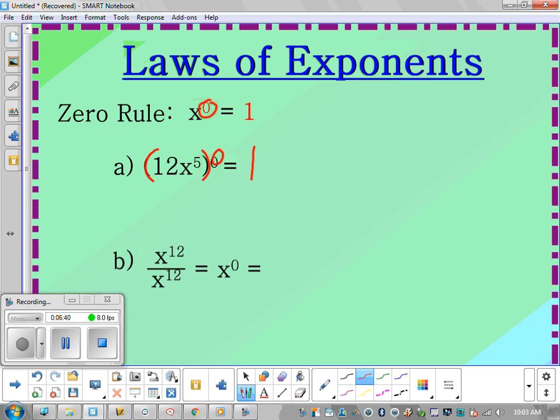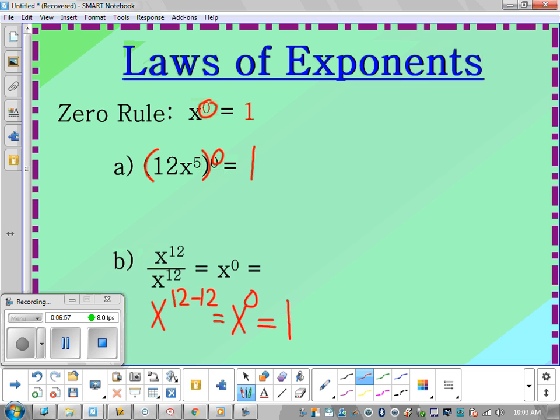When you look at example B, and if you do the same steps we did on the previous slide, and you subtract your exponents, you will get x to the 0 power. And we just said anything to the 0 power is 1.